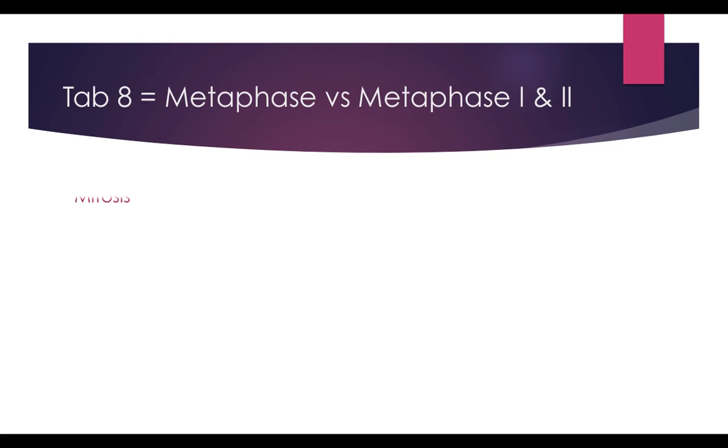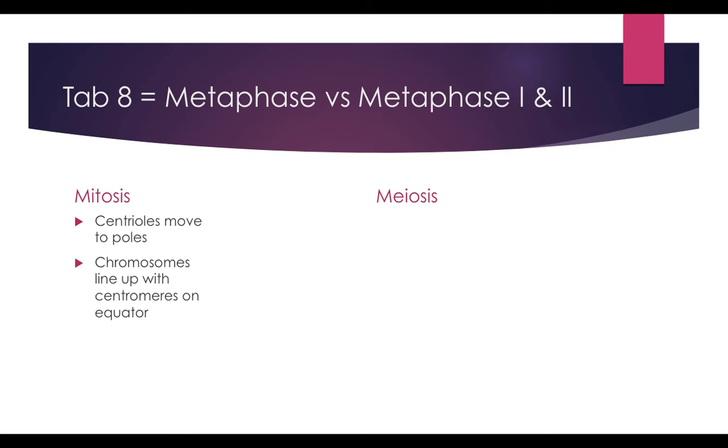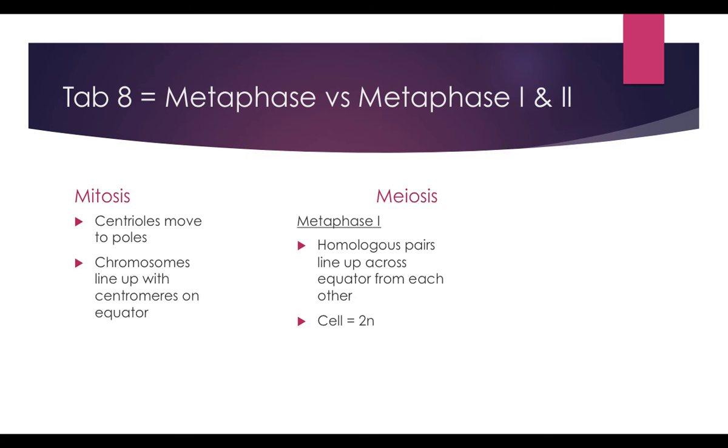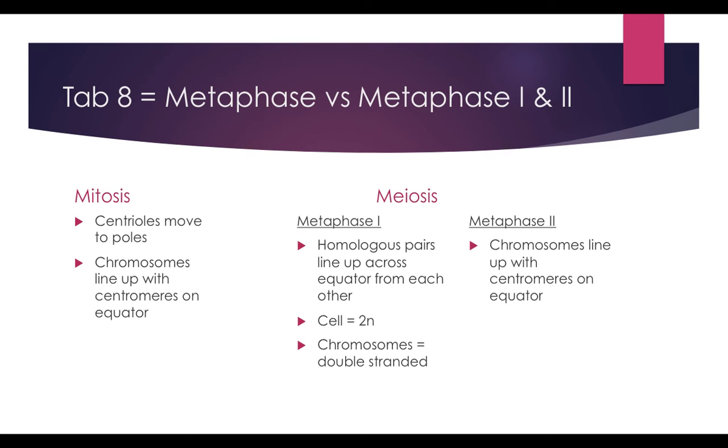In metaphase 1 versus metaphase 2: in metaphase in mitosis, the centrioles move to the poles, and the chromosomes line up with their centromeres on the equator. In metaphase 1 of meiosis, the homologous pairs line up across the equator from each other. The cells are diploid, and the chromosomes are double-stranded. In metaphase 2, the chromosomes line up with their centromeres on the equator, so it's very similar to that in mitosis, but here the cell is haploid, and the chromosomes are still double-stranded.